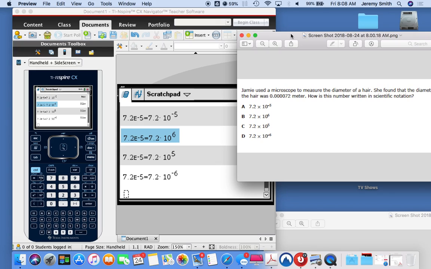And I can also confirm that because my coefficient is between 1 and 10. Now, I'm not saying that just because you got a coefficient between 1 and 10, that's the scientific notation. No, you still have to complete the rest of the problem, the power of 10. So we see that our answer to this was A.